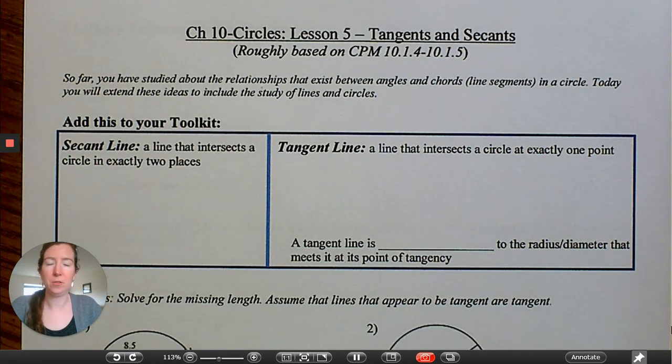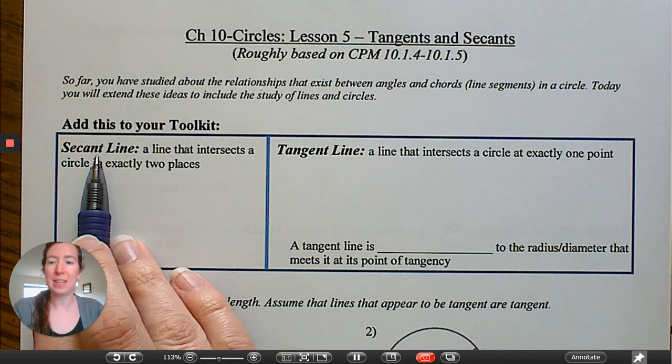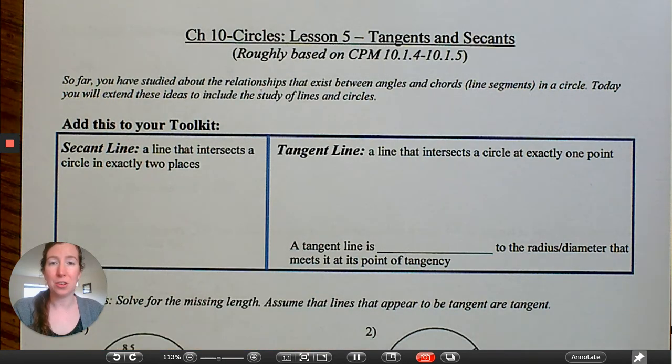It's possible for a line, if you were to draw it with a circle, to not go through the circle at all, but that's not very exciting. It's possible that when you draw a circle and a line, the line goes through the circle in two distinct spots. That's going to be called a secant line, a line that intersects a circle in exactly two places.